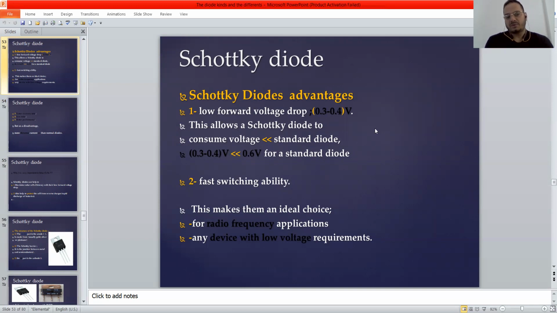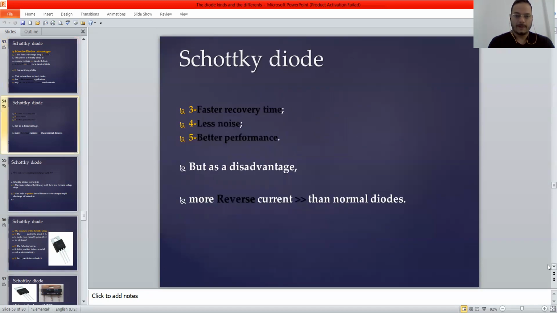And the second feature is fast switching ability. It's creating faster. This makes them an ideal choice for radio frequency applications and any device with low voltage requirements. Fast recovery time, less noise, better performance. Performance and cost are very important in any industry.